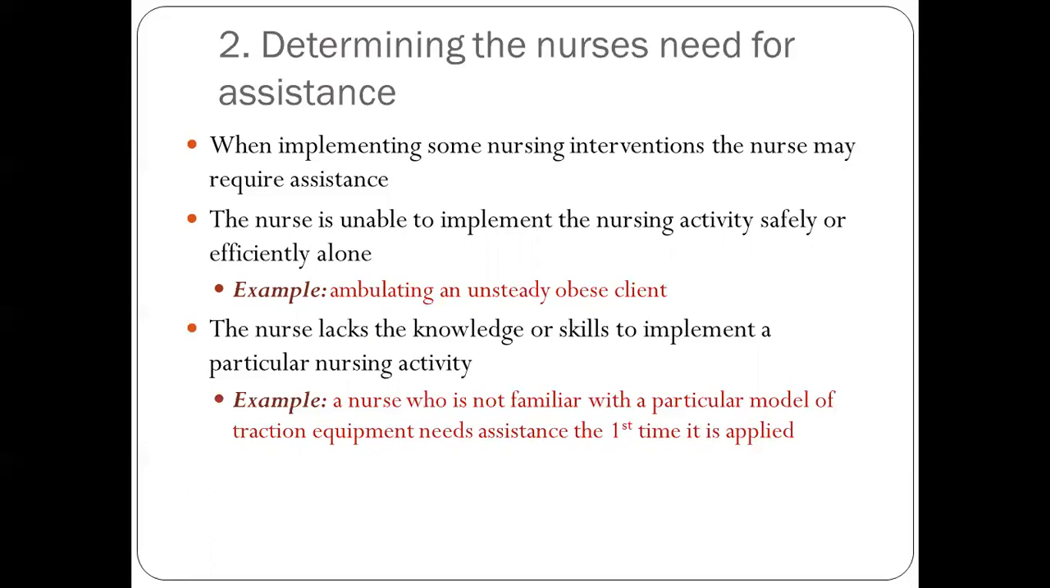When implementing some nursing interventions, the nurse may require assistance. The nurse is unable to implement the nursing activity safely or efficiently alone, for example, ambulating an unsteady obese client. Or the nurse lacks the knowledge or skills to implement the particular nursing activity, for example, a nurse who is not familiar with how to put on a traction. Whenever she is putting on a traction for the first time, she requires assistance from her superior or from any other person who is well versed with that procedure. So you can call for help if you don't know how to do the procedure for the first time.